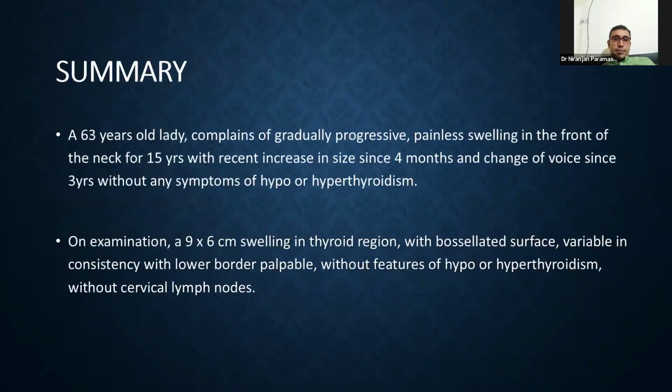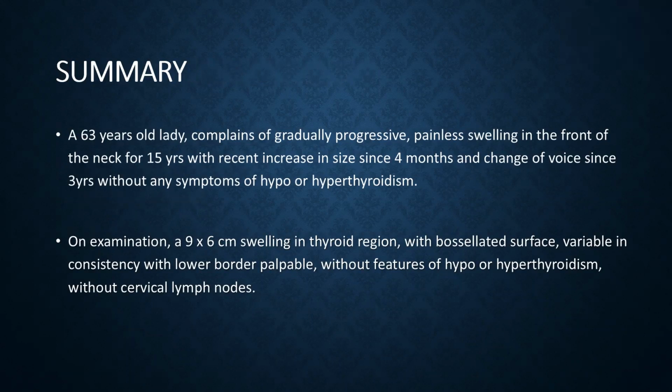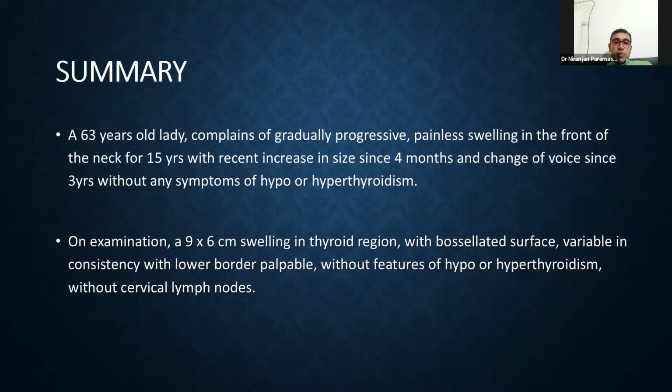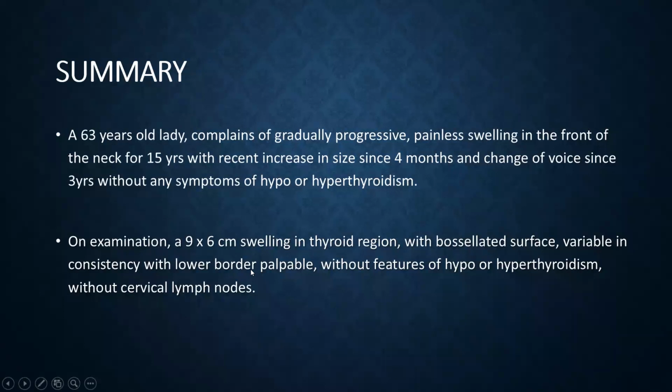Okay. And to summarize, a 63 year old lady complaining of gradually progressive painless swelling in front of the neck for 15 years with a recent increase in size since 4 months and change of voice since 3 years without any features of hypo or hyperthyroidism. On examination, a thyroid swelling of size 9 x 6 cm with a nodular surface with variable consistency with firm consistency with the... you have to be very clear. Sir, you said variable and you said very firm now. The firm consistency. Sir, here the lower border is not palpable on the left side, with no cervical lymph nodes and no features of hypo or hyperthyroidism.